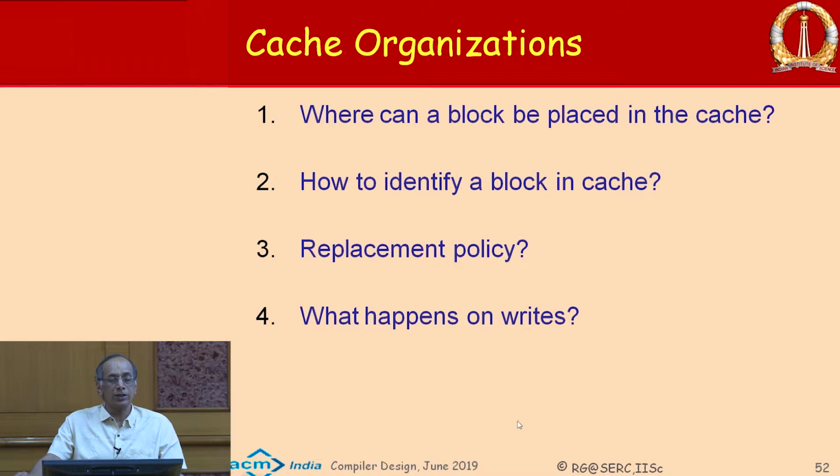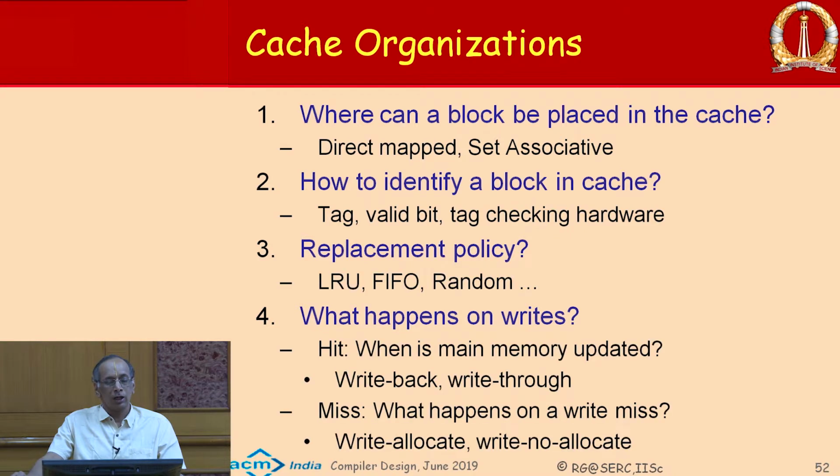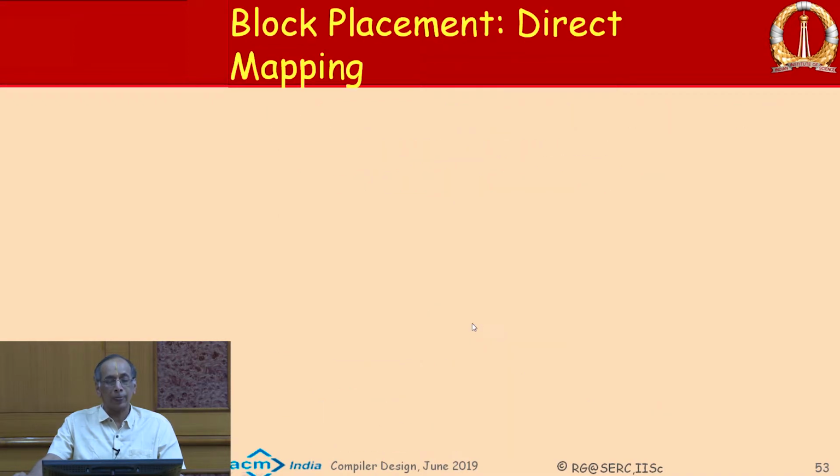So, they are essentially determined by these four questions: where is a block placed, and that depends on whether it is direct mapped, set-associative or fully associative. And then once you know the organization, you know how to find the tag and valid bits, the tag and the set index bits and the offset bits. And for our discussion, we will not worry too much about the replacement policy or what happens in the write.